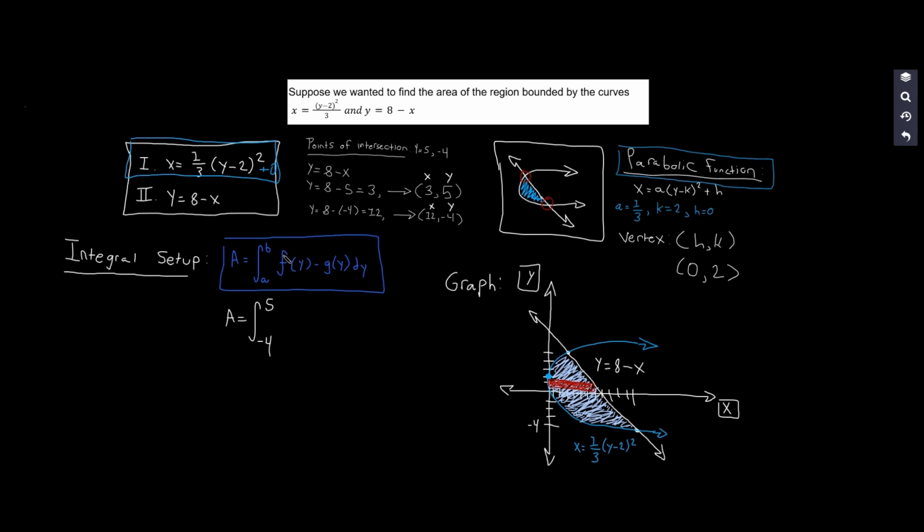For f of y, we're going to plug in 8 minus y. Then we're going to subtract. What are we subtracting? G of y. For g of y, we'll plug in 1/3 times y minus 2 squared. Remember, we're integrating with respect to y. This here is the setup of our integral. So now we can integrate.